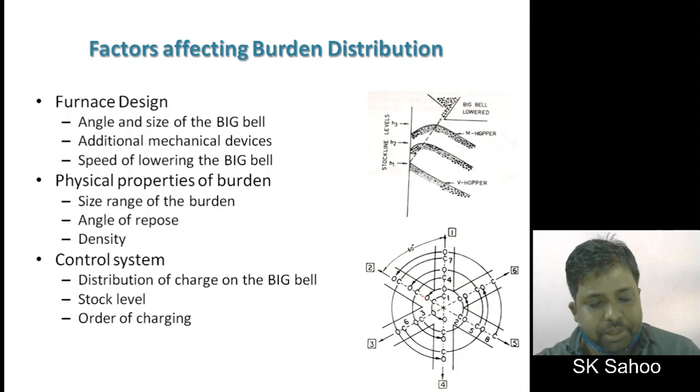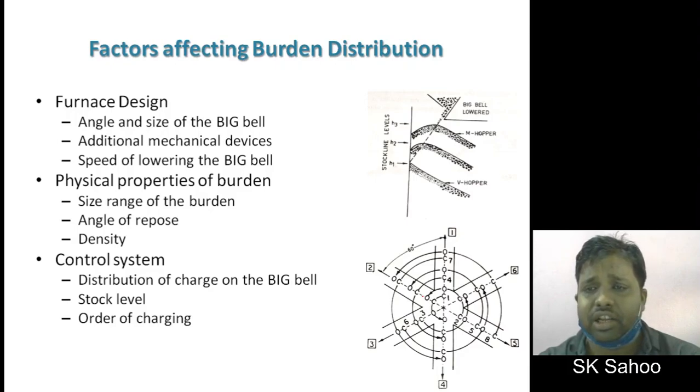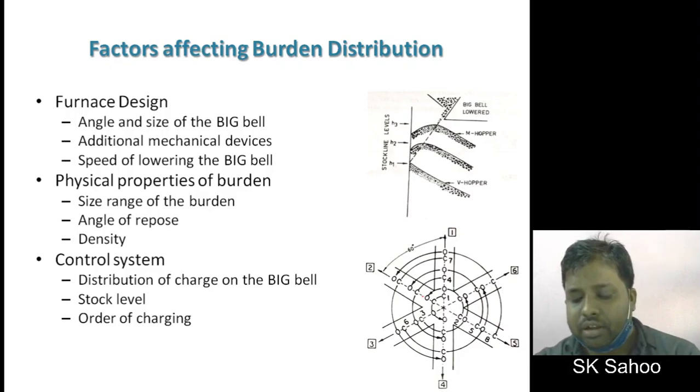So angle and size of the big bell. So angle of the big bell is generally maintained at 50 to 53 degrees in a typical blast furnace. So what will it support? So it is beneficial for rapid discharge and preventing sticking of wet materials, and also the clearance between the big bell and the furnace wall is of much importance.